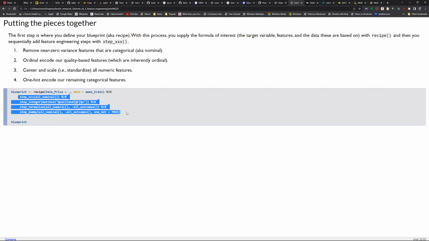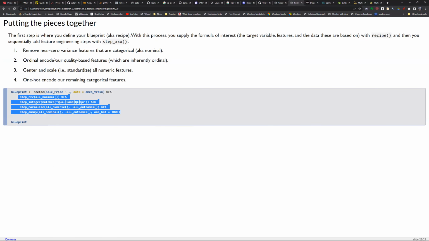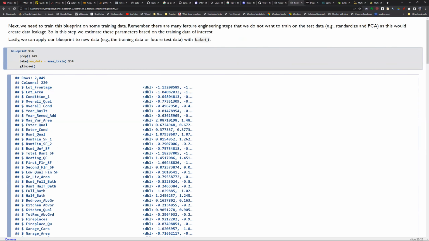Then this, what is called a blueprint, the recipe object. Then we're going to be applying it, okay, this is the bake. This is how it looks. It's going to explode the data set. When you apply the recipe, when you prep it and bake it, it's going to explode it to 220 new features. Okay, after all that, feature engineering.